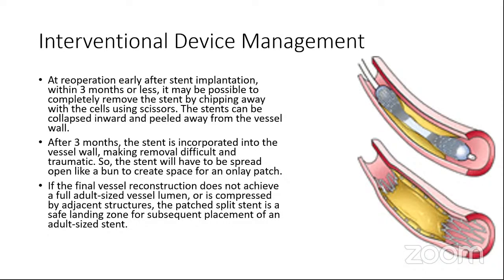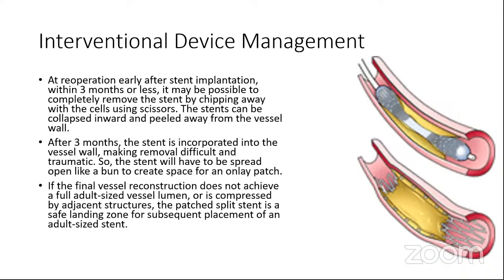However, after 3 months, the stent is incorporated into the vessel wall, and embolization has already occurred, making the removal very difficult and traumatic. So the stent will have to be spread open like a bun to create space for an onlay patch.